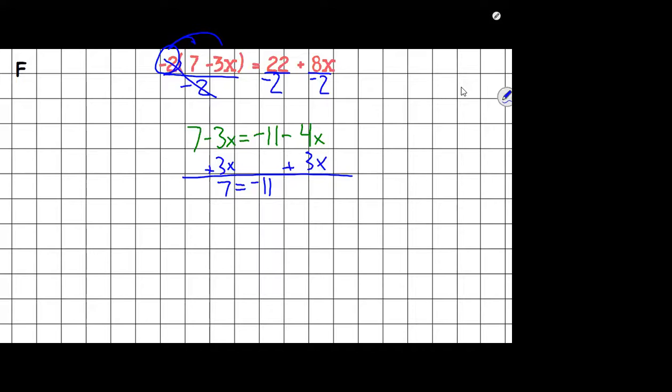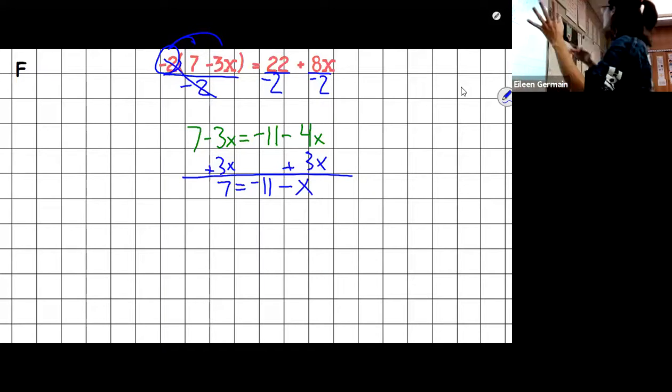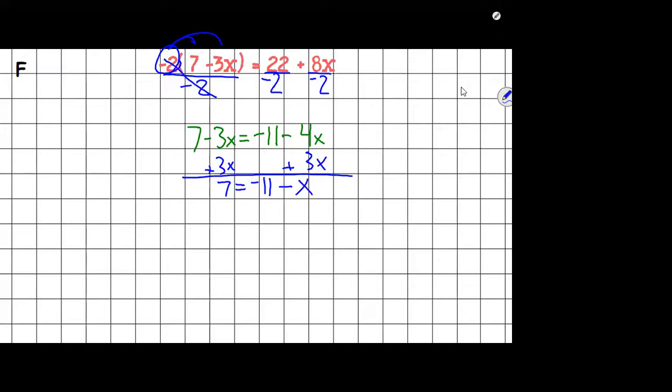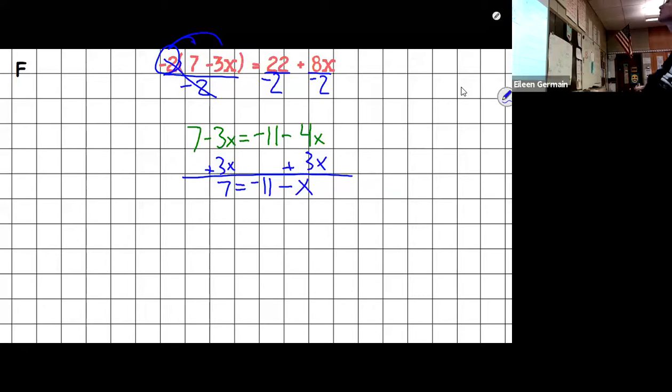Yeah, negative x, right? It would be a negative x. Very good, because you said a plus an x, but it's really a minus an x. So I have my x's on my right side, Max. What would I have to do next here?